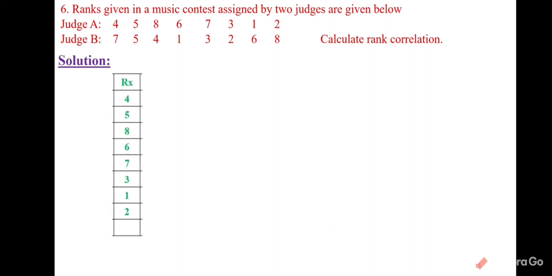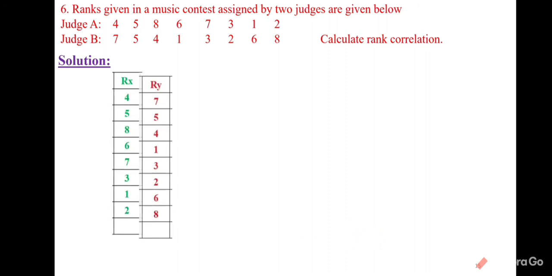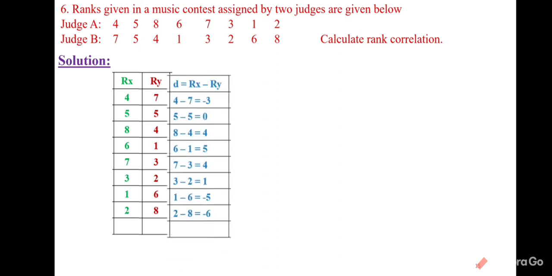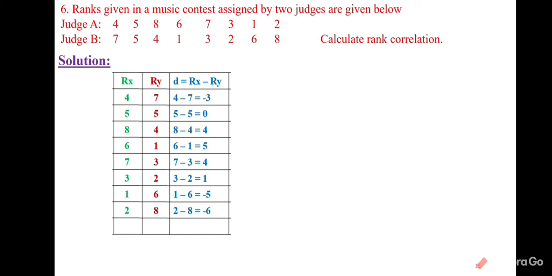Then suppose the ranks are given directly, the judges' ranks are given directly. So 1, 2, 3, 4, 5 like that continuously it is there. How to consider it? Look at that: the given ranks are judged directly, rank X and rank Y. Since they are given directly, we take the difference.